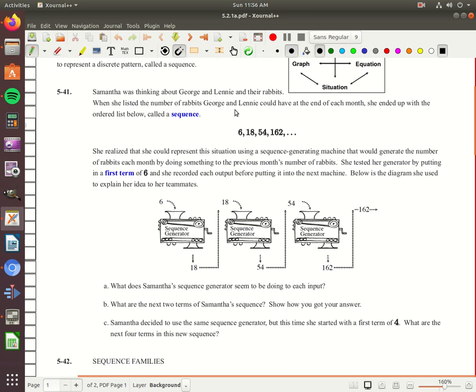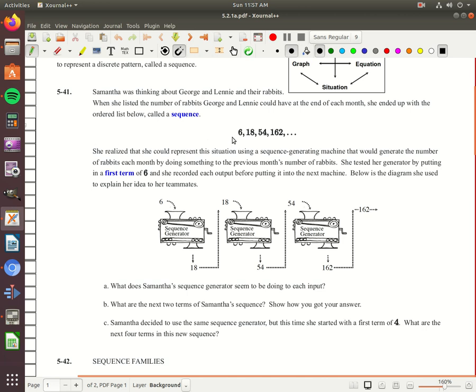Samantha was thinking about George and Lenny and the rabbits. When she listed the number of rabbits George and Lenny could have at the end of each month, she ended up with the ordered list below called a sequence. And this is the sequence. And by the way, it's super important. This vocabulary word we're going to need to know.